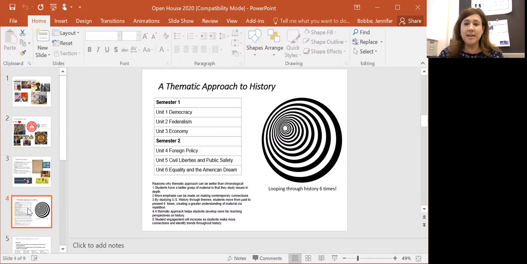Semester number 2 begins with a unit on foreign policy. So this is where we will get into how the United States has utilized diplomacy and how the US has gone to war. Unit 5 focuses on civil liberties and public safety. So how do we balance the rights of individuals with the common good? And then we finish the year with a unit on equality and the American dream.